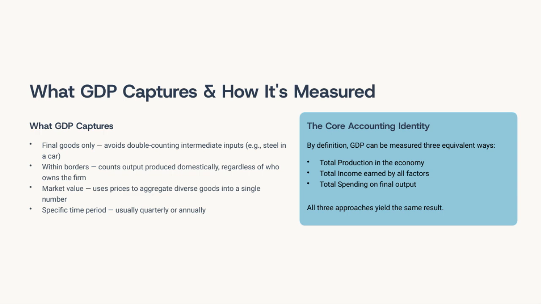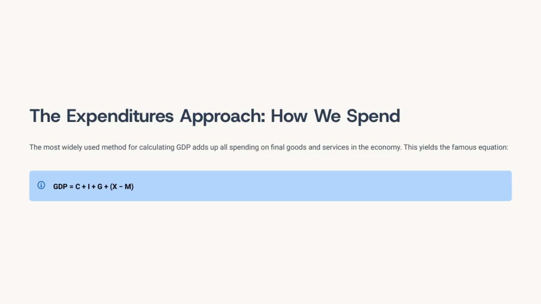Understanding what GDP captures and how it's measured is crucial because it's the main indicator we use to gauge economic health and growth. It provides a comprehensive snapshot of economic activity, connecting production, income, and expenditure in a way that helps us analyze the overall economy. Let's take a closer look at this fundamental equation for measuring GDP. GDP equals C plus I plus G plus X minus M.